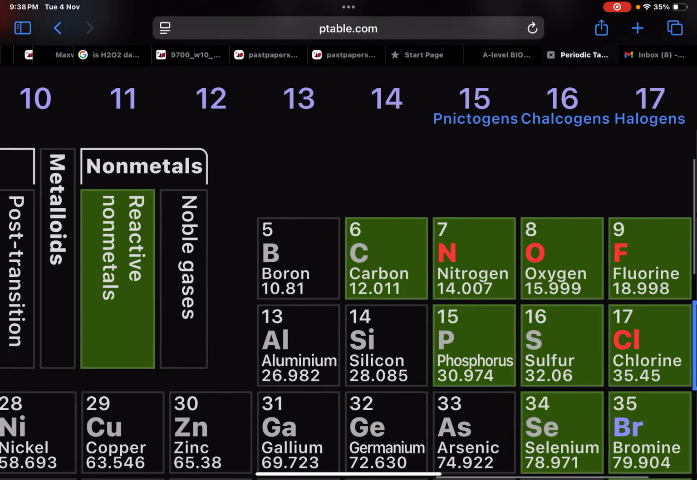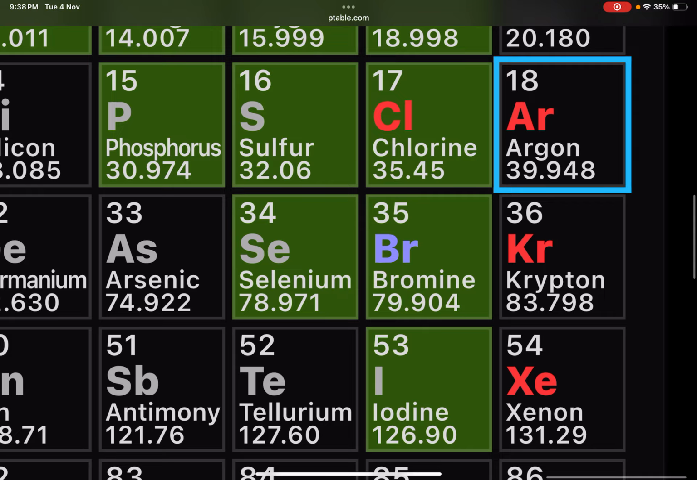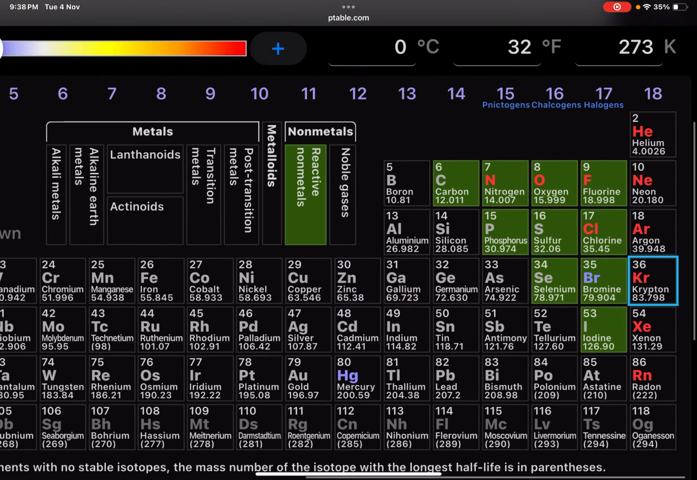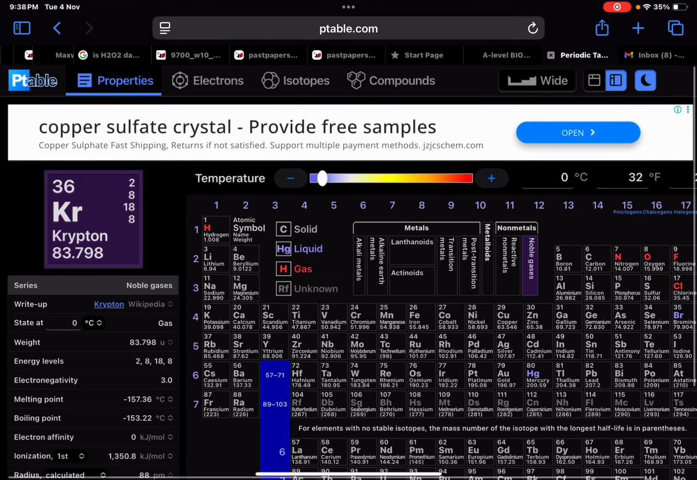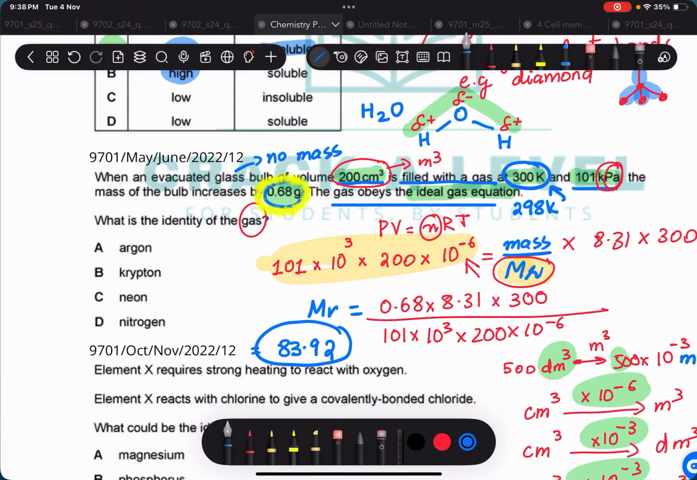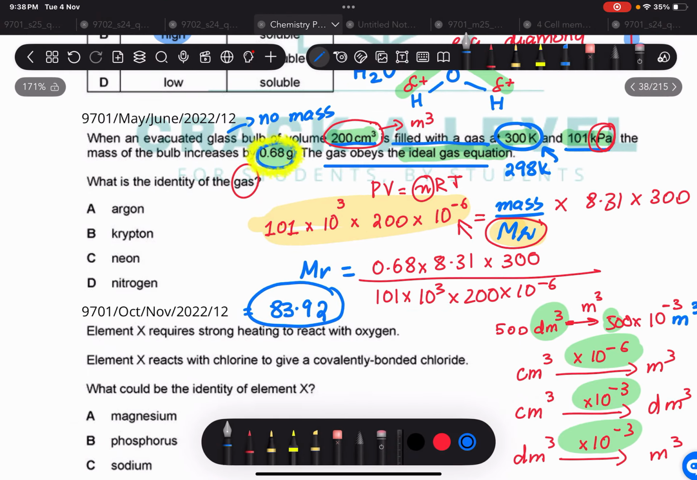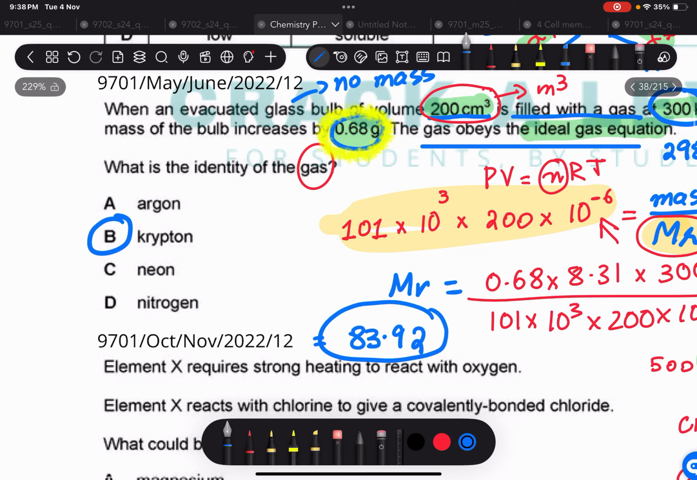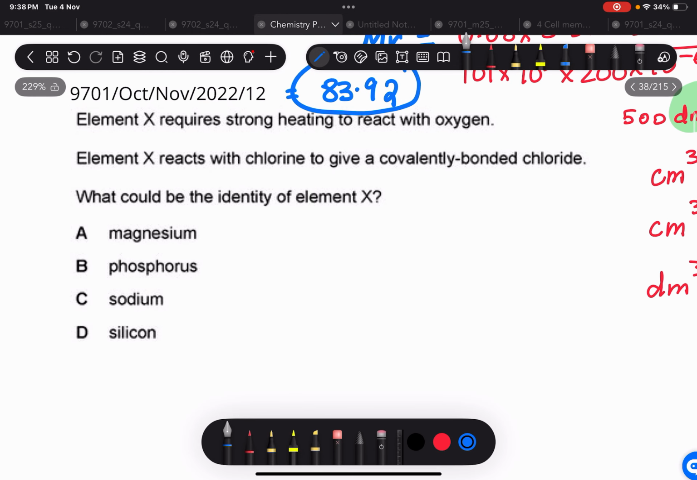Go to the periodic table. 83, krypton. Krypton has this MR. See for yourself, it's 83.798, which is approximately 84, and this also comes out to be approximately 84. So it's going to be option B, which is krypton gas. Okay, I hope you get it.